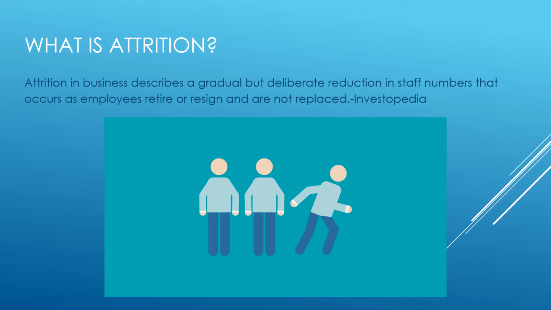Before we get started into the models, we want to make sure that we know what attrition is, because not everybody may be familiar with it. Attrition in business describes a gradual but deliberate reduction in staff numbers that occurs as employees retire or resign and are not replaced. This is the Investopedia definition.